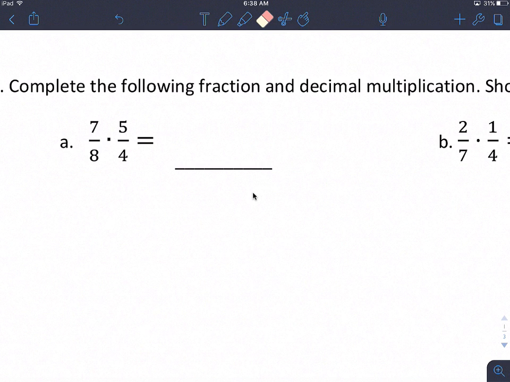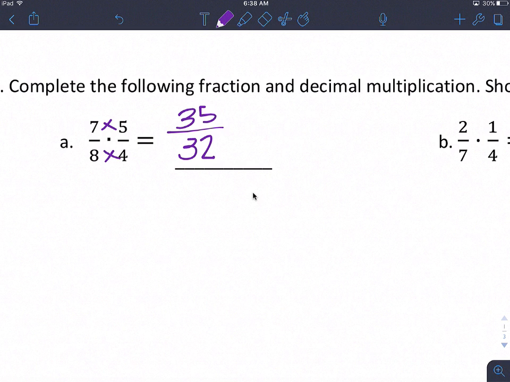these are pretty simple. All you have to remember to do is multiply the numerators and then multiply the denominators. So 7 times 5 is 35, and then 8 times 4 is 32. Now looking at that, I can see right away that it's an improper fraction. I know that 35 is bigger than 32, so I'm going to take care of that right away.